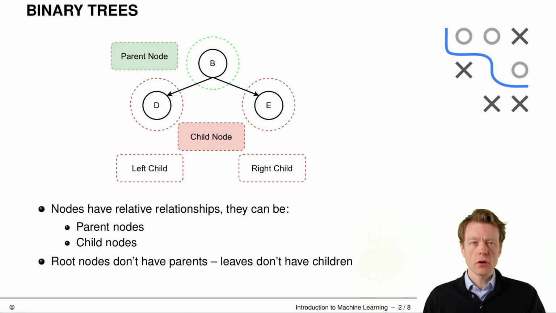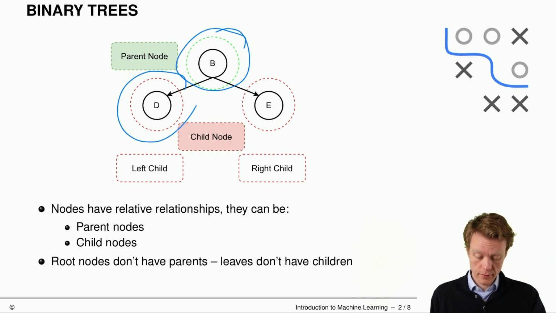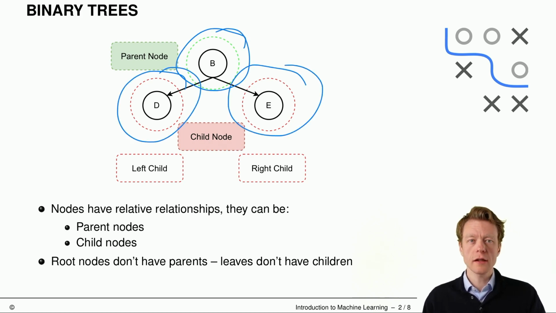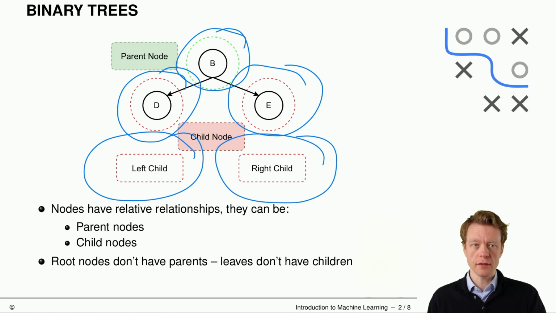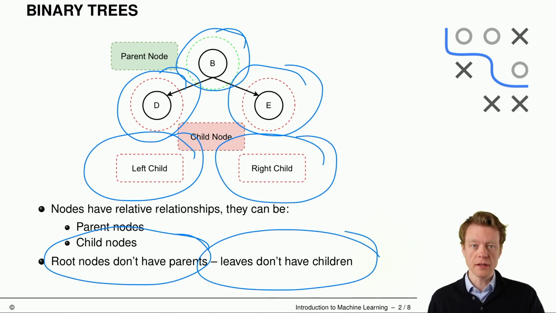We can also talk about nodes with respect to their relative relationships. They can either be parent nodes or child nodes. A parent node has always 2 child nodes in a binary tree, and we speak about left child and right child. The root node itself does not have any parents, and leaves do not have any children.